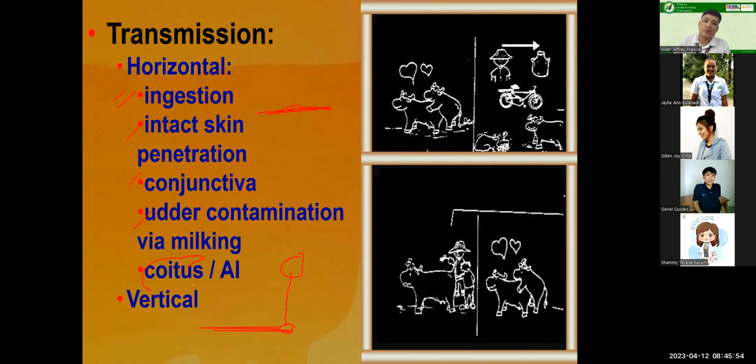When we say coitus, this one is the sexual intercourse or even artificial insemination, lalo na kapag ka hindi na nakita yung quality ng similya or nakita yung pinagkuhanan ng similya. For the vertical, that is via placental transmission.